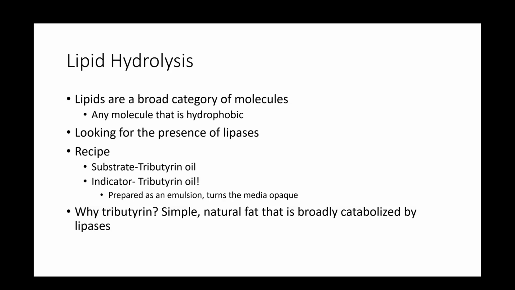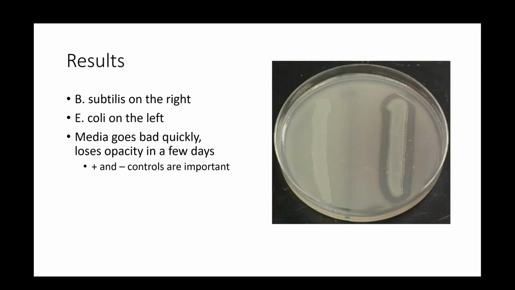The lipid test and the next one, the casein test, are kind of unique in that the substrate is also the indicator. There's no special indicator that we have to use. We're simply looking for the presence or absence of, in this case, tributyrin oil. I'll show you what I mean here in the next slide.